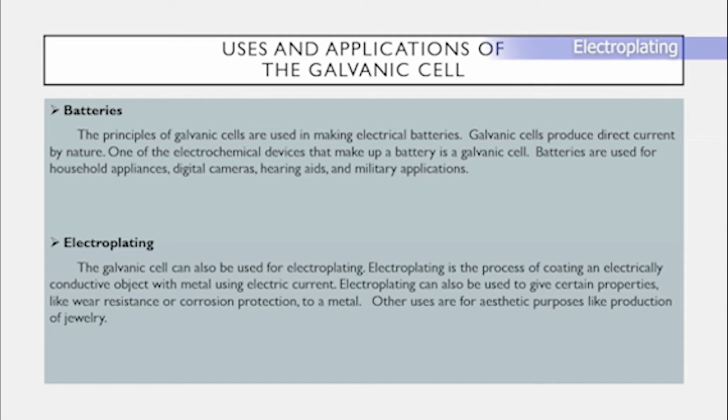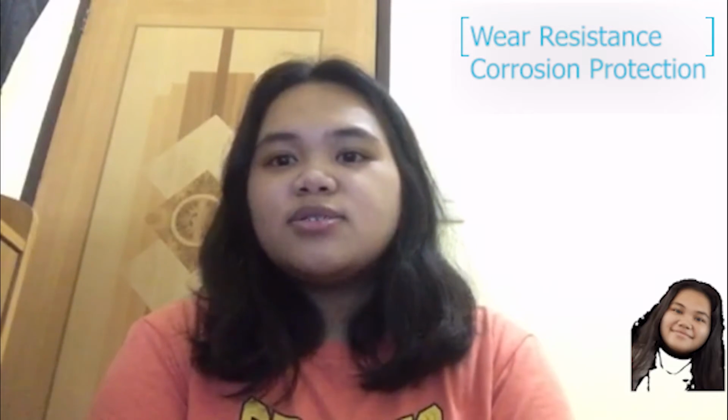Second, electroplating. The galvanic cell can also be used for electroplating. It is a process of coating an electrically conductive object with a metal using electric current. Electroplating can also be used to give certain properties like wear resistance or corrosion protection to a metal. Other uses are for aesthetic purposes like reduction of jewelry.